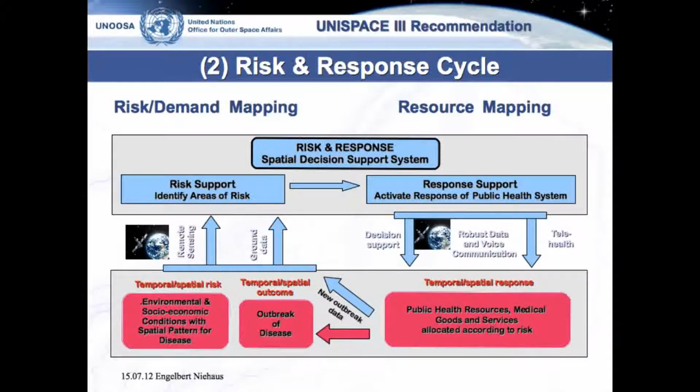Basically, we're looking at a risk and response cycle. On the left-hand side, we identify the risk. On the right-hand side, we allocate the resources, mainly limited resources, according to this risk. And by an integrated approach, we optimize the use of available resources according to public health risks. The space technology can be helpful in many ways in this cycle. First of all, remote sensing, or robust voice communication on the response side, or tracking resources by a global positioning system, and so on.